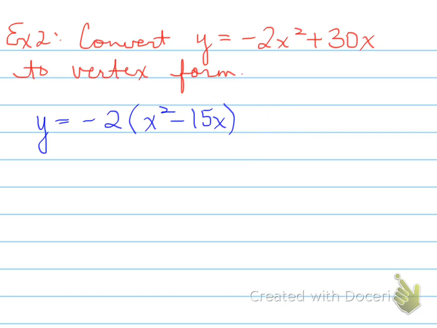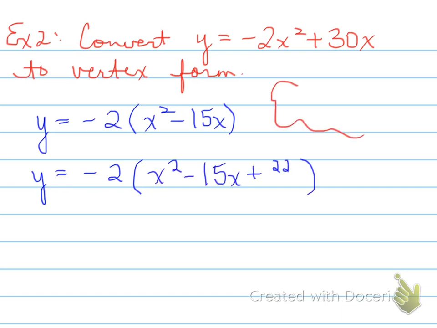Next step, what we're doing is we need to invite twins to the party. So negative 2 (x squared minus 15x plus ...). So let's try and figure out actually what it will be. So it'll be 15 divided by 2 and squared. So it's 225 over 4.